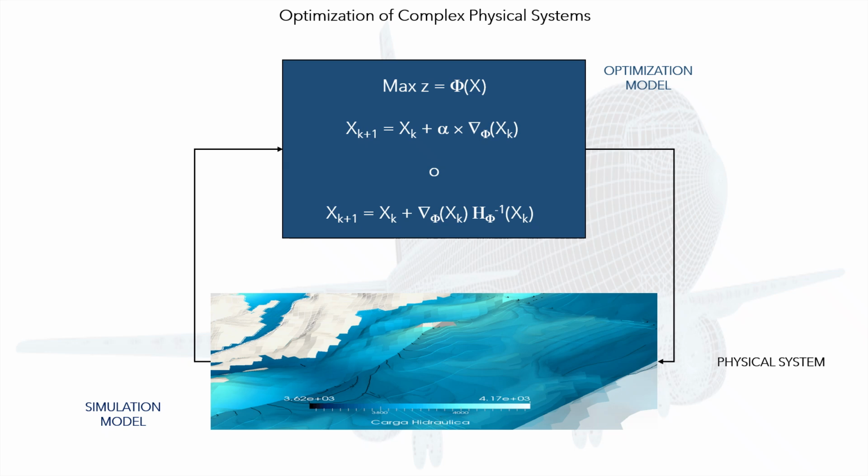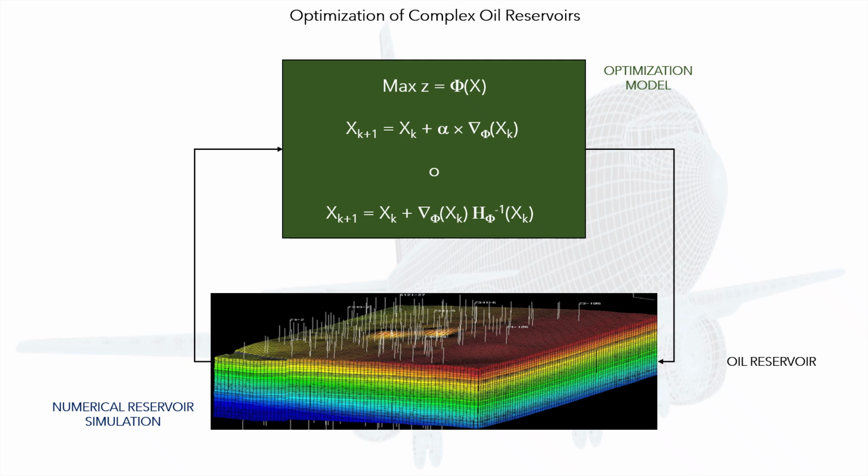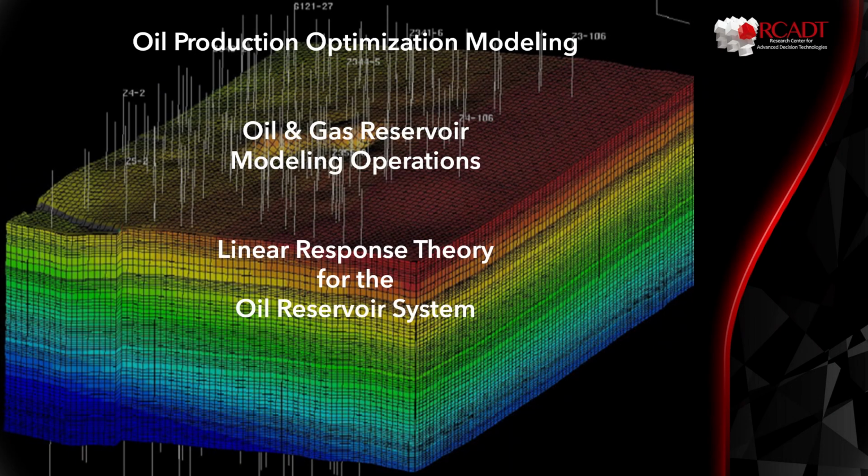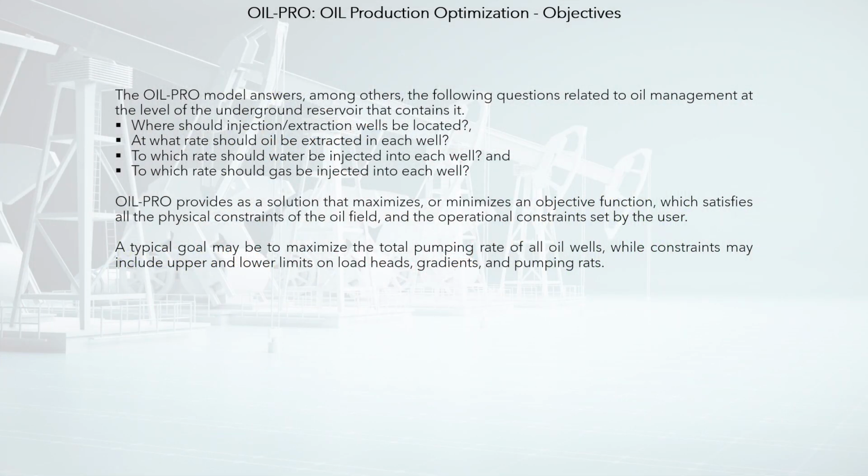In addition, it is necessary to include constraints in the optimization process. The connectivity for optimization of oil reservoirs is presented in the image. Topic: Oil and gas reservoir modeling operations using the linear response theory. In this case, the Oil Pro model answers, among others, the following questions related to oil management, at the level of the underground reservoir that contains it.